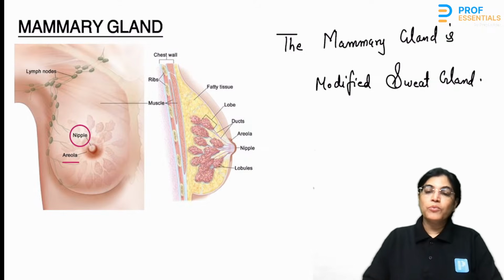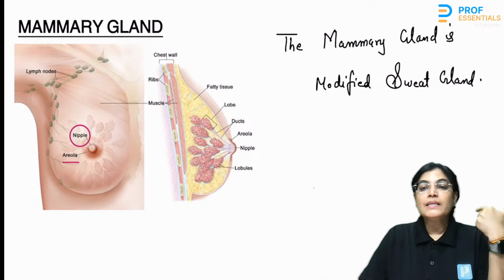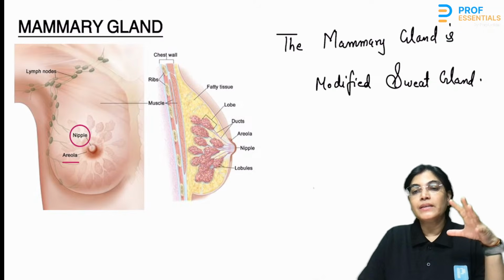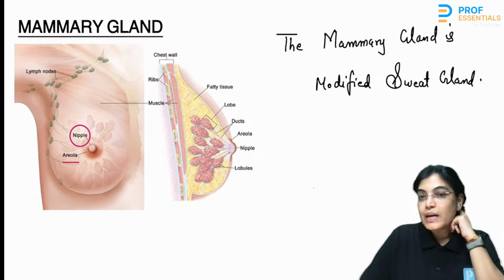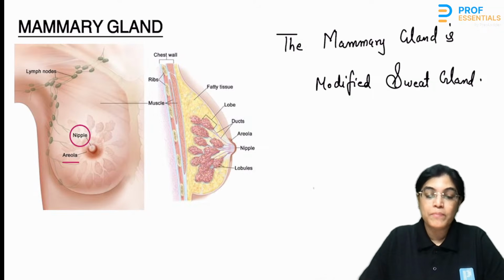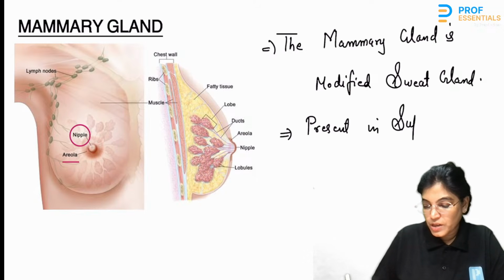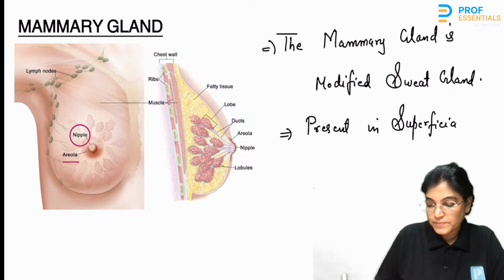And the other important point: in the previous session, we covered the pectoral region, where we saw the pectoral muscle and the pectoral region fascia. In the superficial fascia of the pectoral region, we have the location of the mammary gland. So the mammary gland is present in the superficial fascia of the pectoral region.